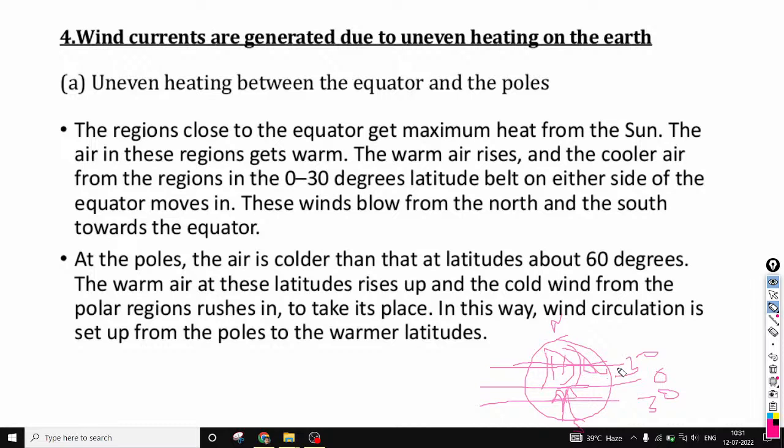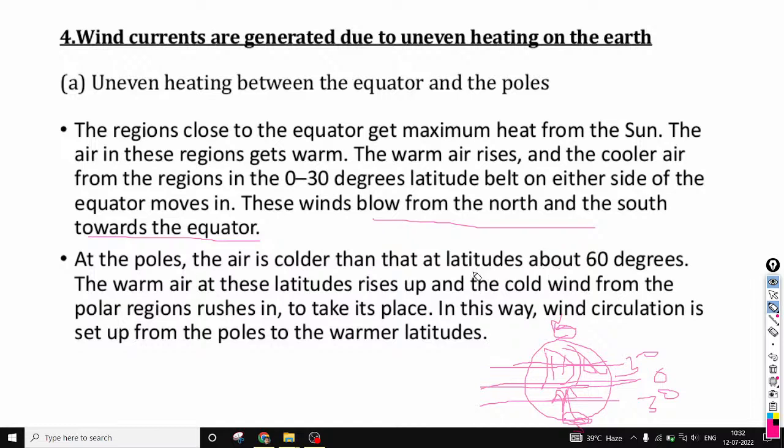So due to this, your air is going to blow. These winds blow from north and south towards the equator, from the southern side and from the northern side, into the region of your equator. And at the poles the air is cooler. Why? Because mostly the sunlight is not reaching the poles of the earth, and that is why the air of your polar region is mostly cooler.